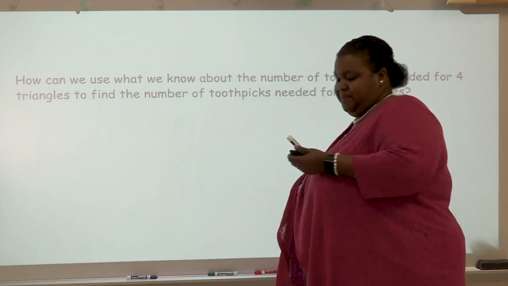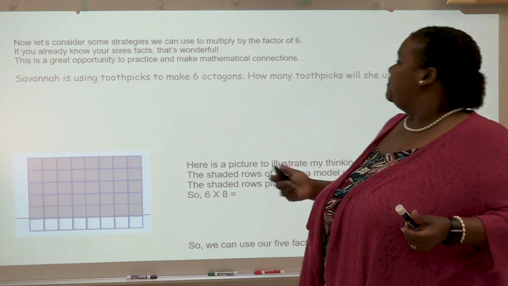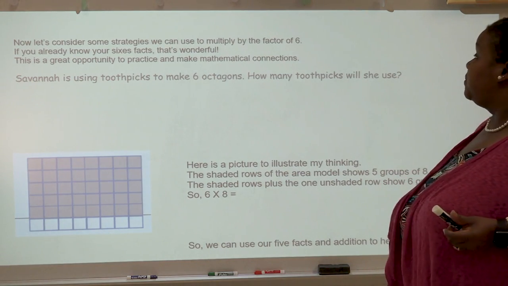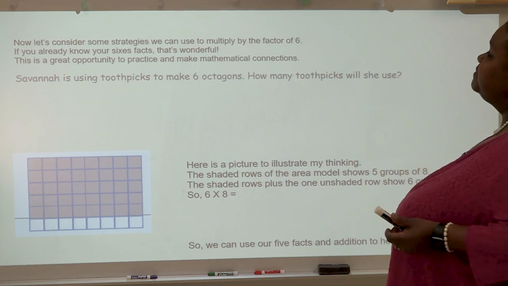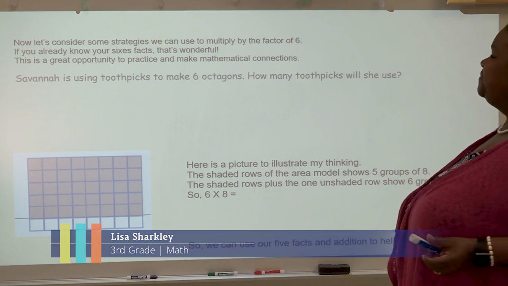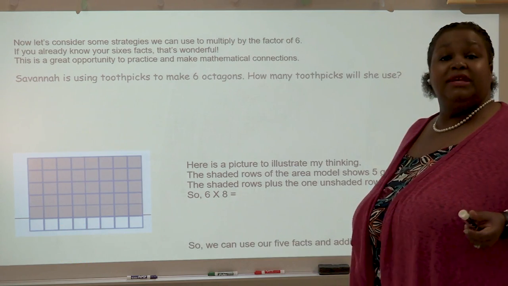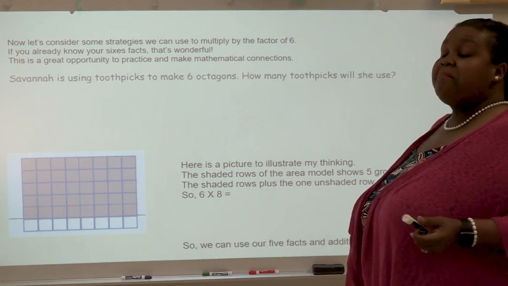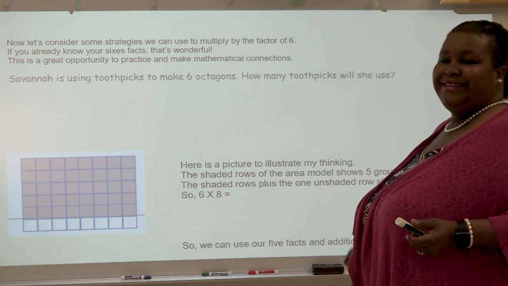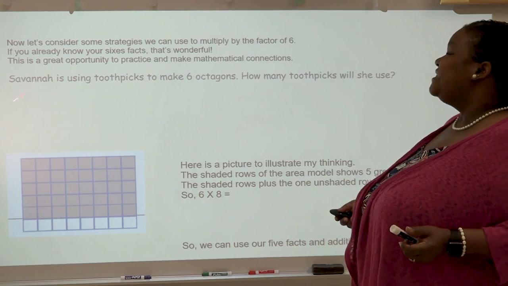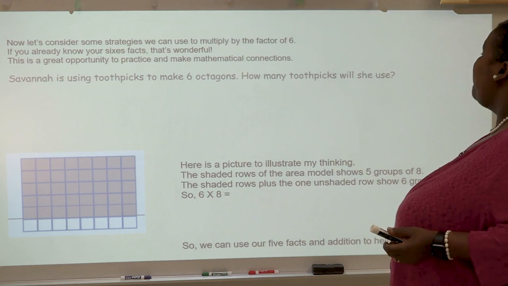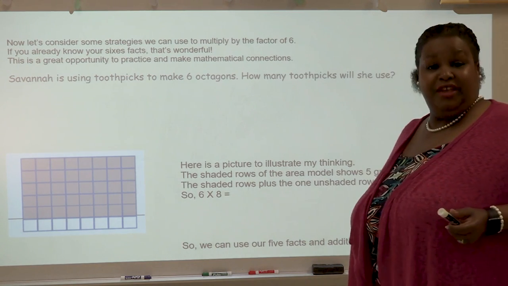All right, let's keep our engine going. Now let's consider some strategies we can use to multiply by the factor of 6. If you already know your 6's facts, that's wonderful. This is a great opportunity to practice and make mathematical connections. Let's see about Savannah. Hello, Savannah. Savannah is using toothpicks to make 6 octagons. How many toothpicks will she use?